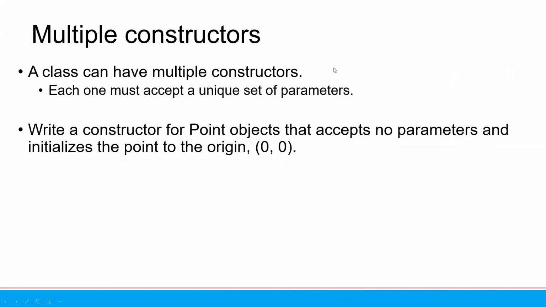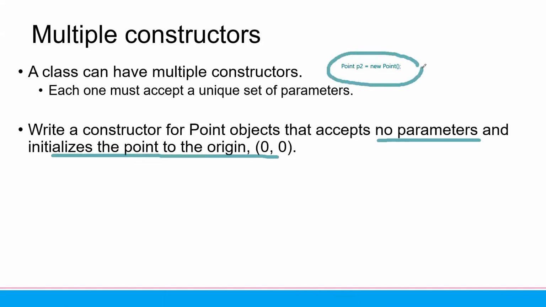So I can just define point P2 equals new Point(0, 0). This is also okay. But what if I want to have just this one, with no parameter? This constructor accepts no parameters and it initializes the point to the origin, which is 0, 0. So I want to use this one and it will give you x0 and y0.